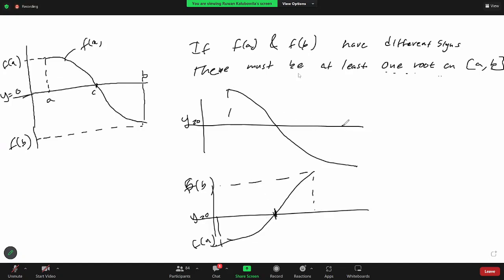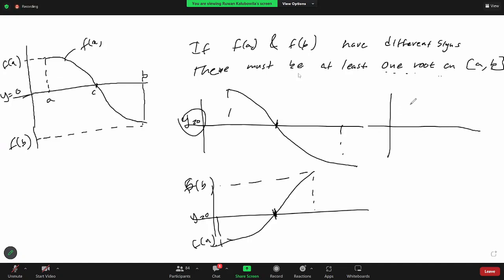Right? Okay, then what we can say, there must be at least one root, because crossing the line means there should be an intersection, right? So intersection means the function intersects y equals 0, and that point is a root. That is why we say at least one root should be there. But it might be more.